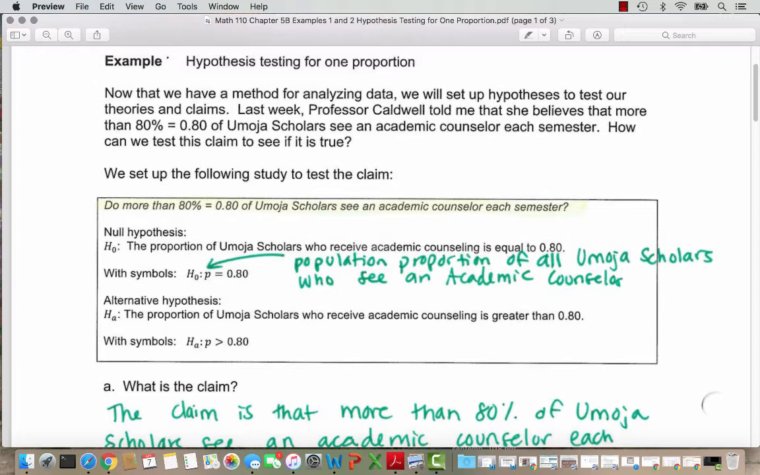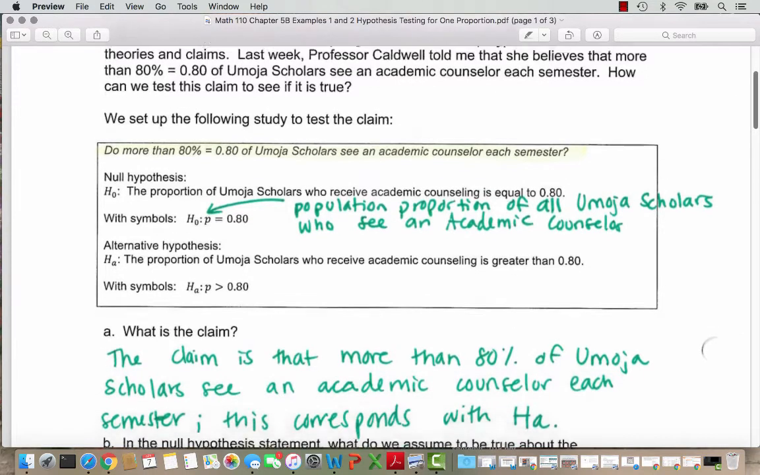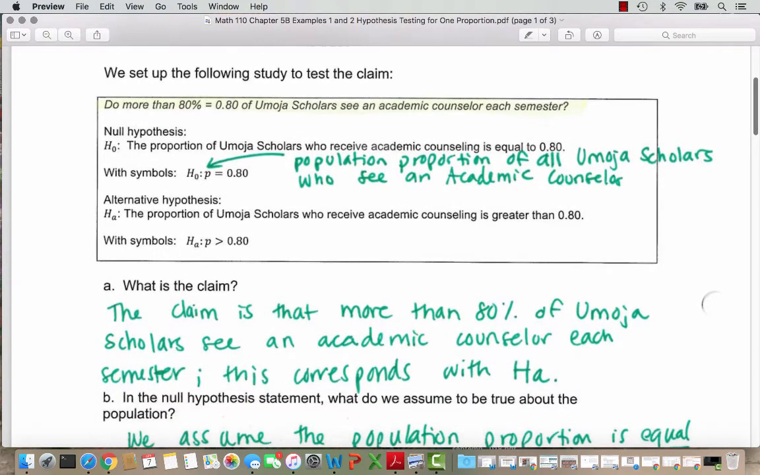So I've highlighted here our research question that we are investigating. That question is, do more than 80%, or 0.80 in decimal form, of Umoja scholars see an academic counselor each semester? When we do a hypothesis test, we have to set up rival claims. We call those claims the null hypothesis and the alternative hypothesis.